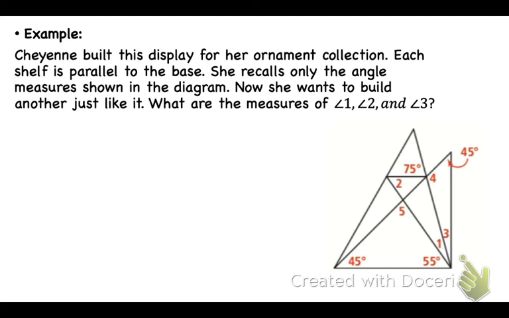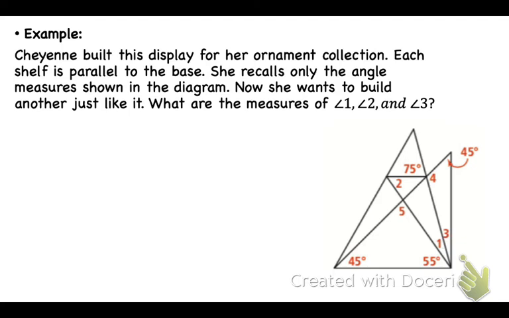Cheyenne built this display for her ornament collection. Each shelf is parallel to the base. Okay, so I'm assuming, how is that a shelf? I don't know. Look how beautiful it is. Hmm, how would that hold them? Oh, just shush. She recalls only the angle measures shown on the diagram. Now she wants to build another one just like it. That looks really confusing. I wouldn't want to, but that's okay.